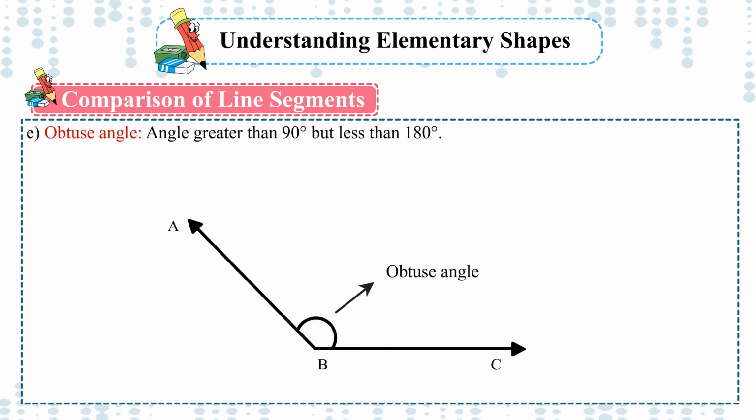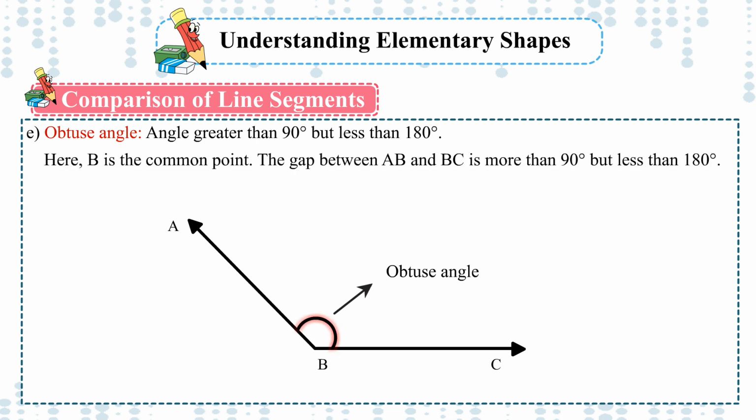E. Obtuse angle. Angle greater than 90 degrees but less than 180 degrees. Here, B is the common point. The gap between AB and BC is more than 90 degrees but less than 180 degrees.